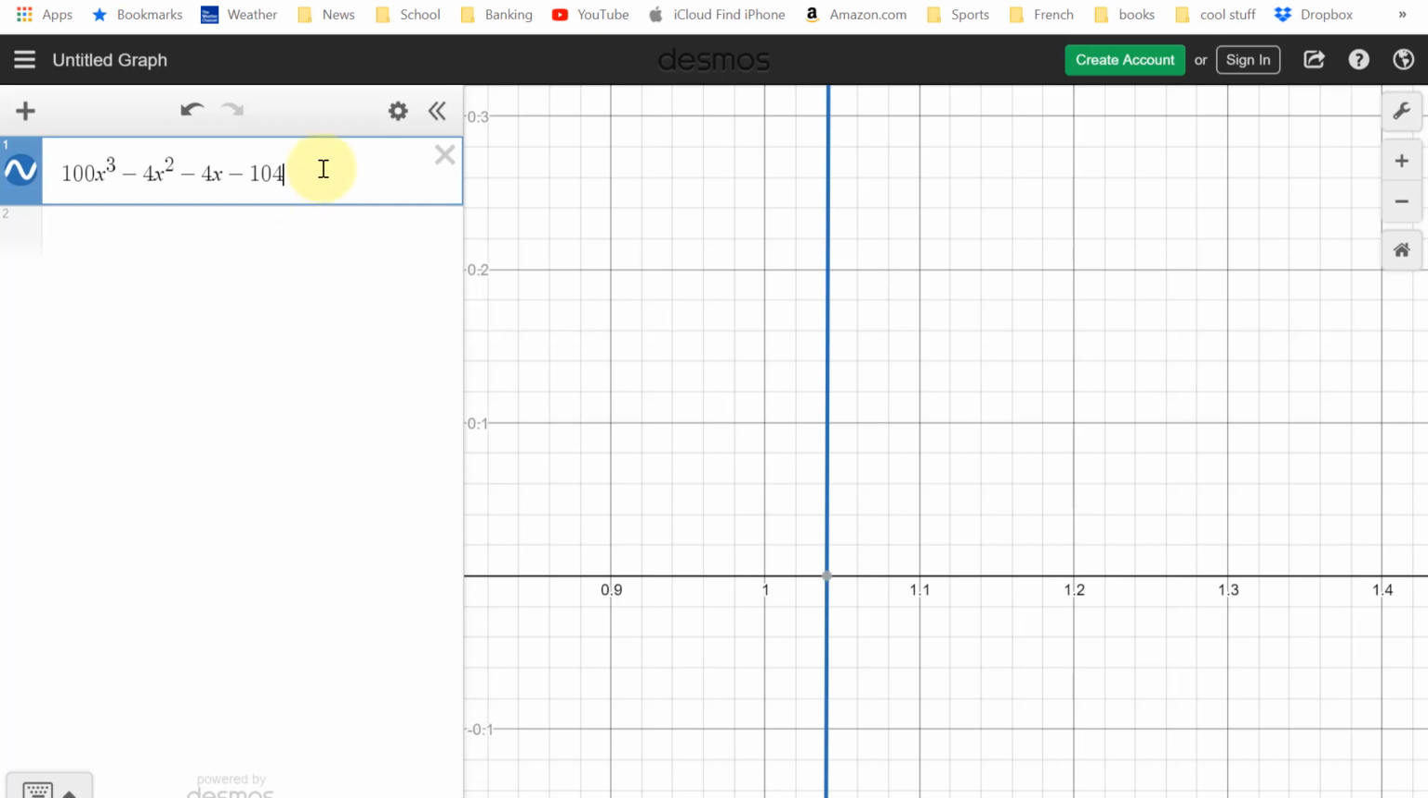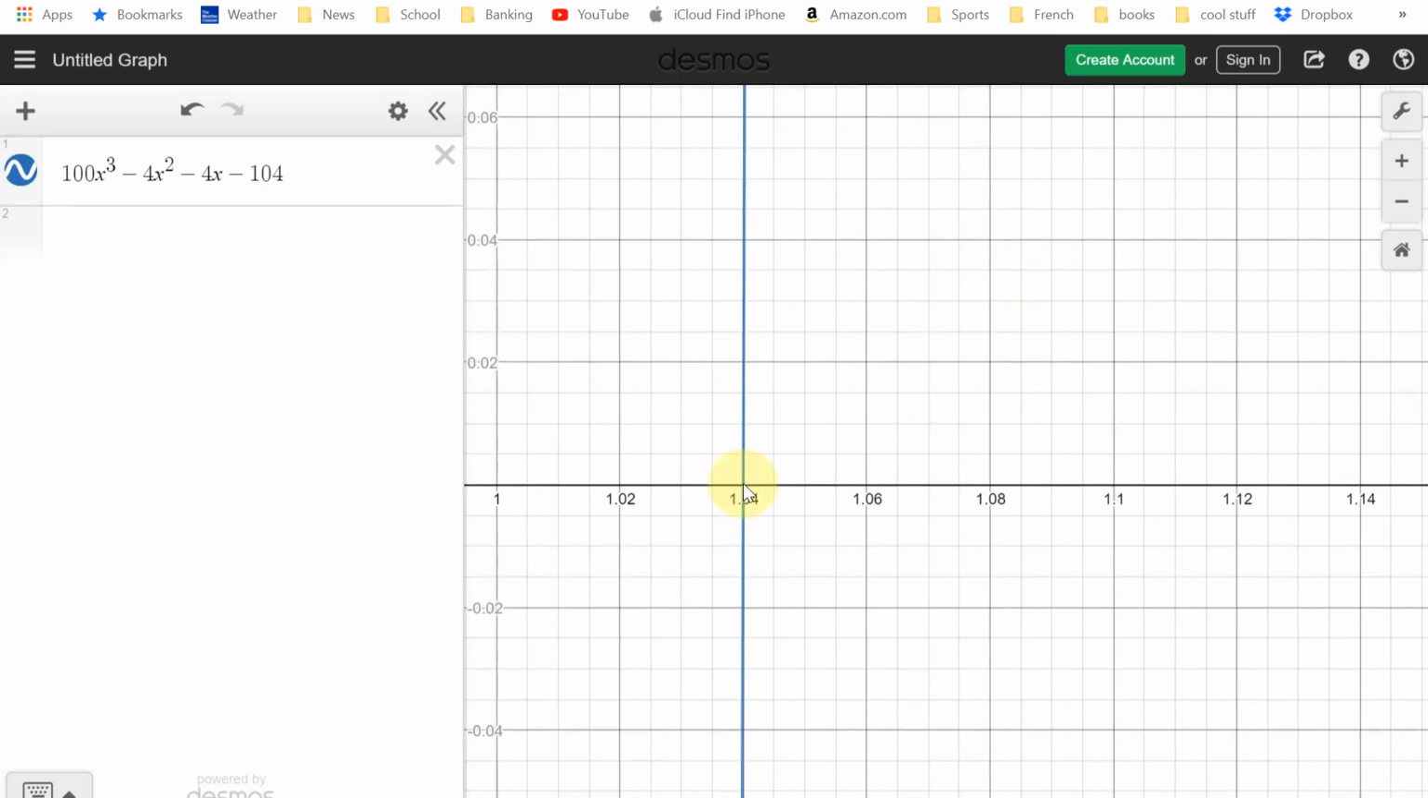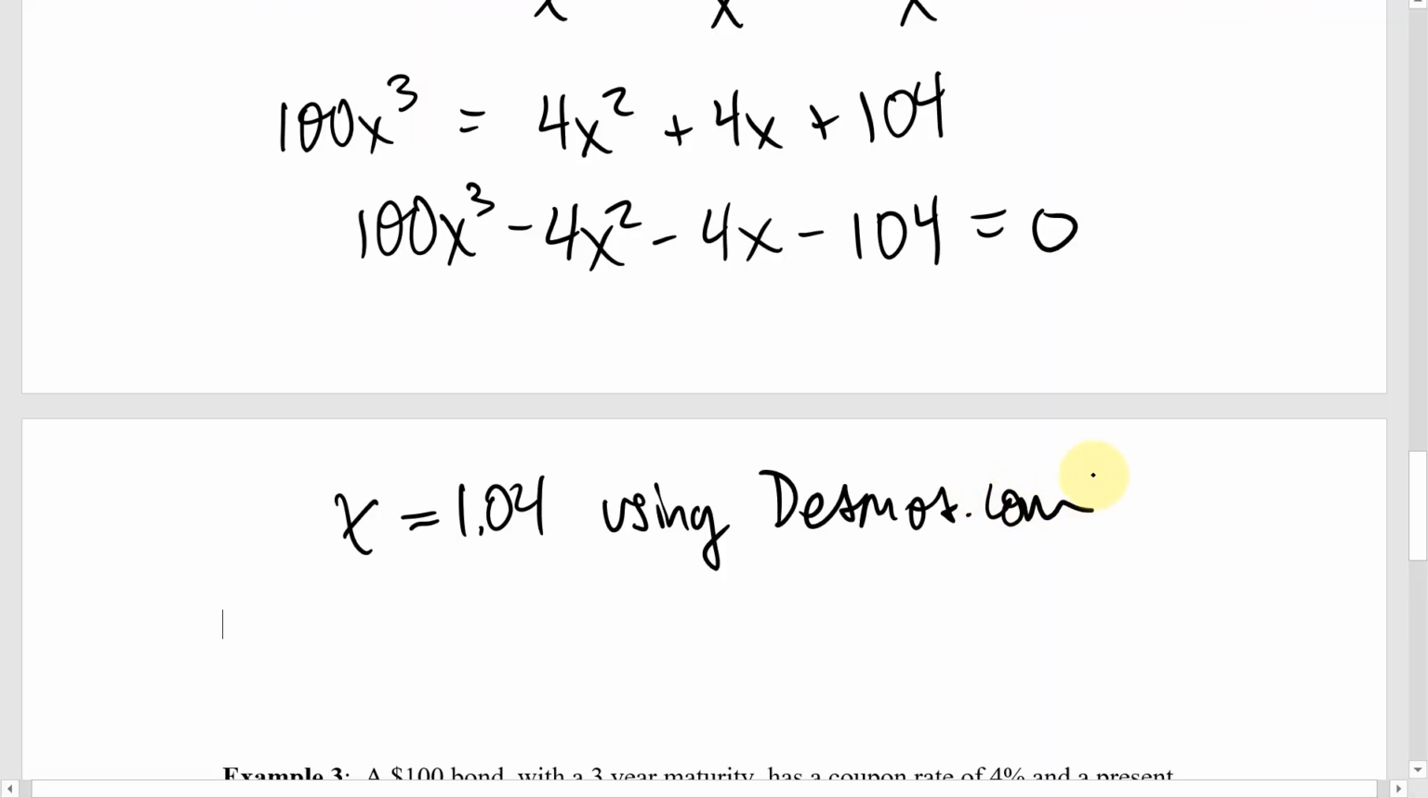So what I do is graph that polynomial and just look for the intercept. It's 1.04. Now, maybe zooming in a little bit, you can get a more accurate value. I still have 1.04 here, so that's my solution for the x, 1.04. So solving that degree 3 on Desmos, I found an intercept around 1.04.